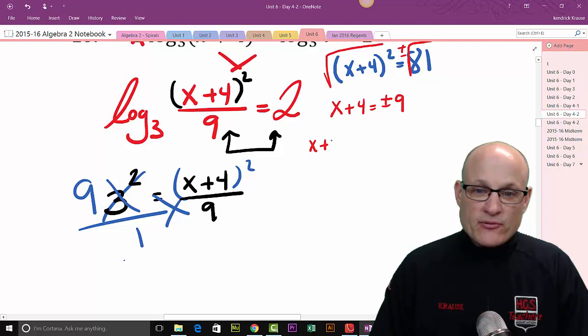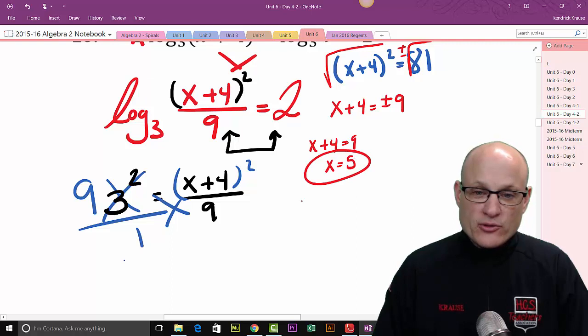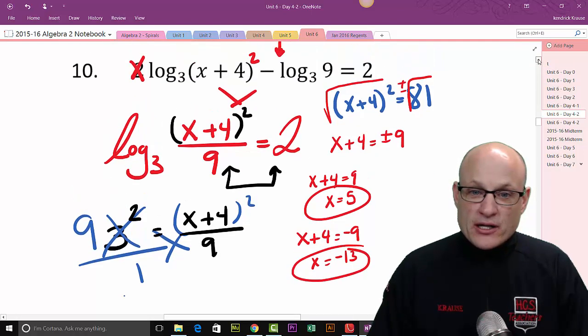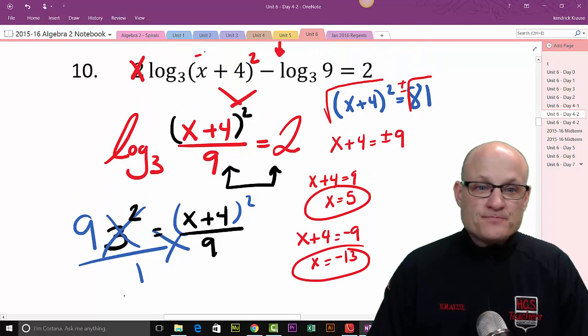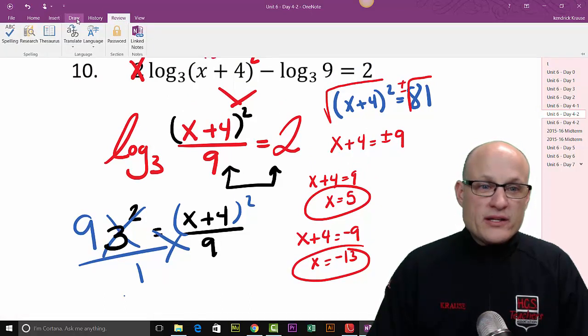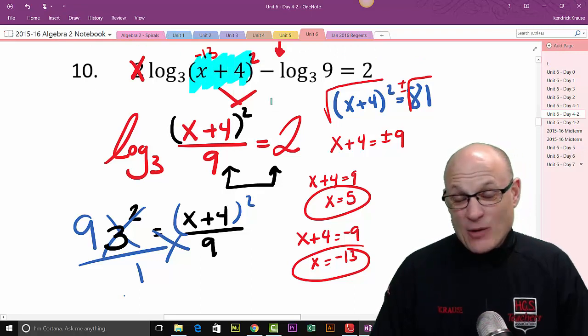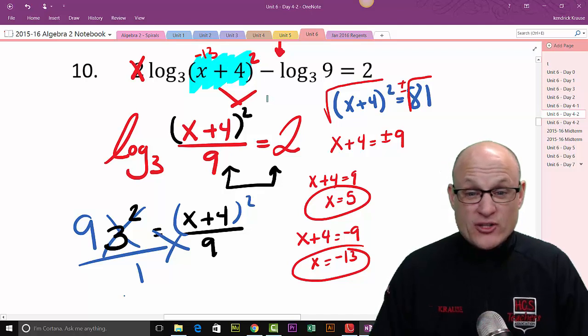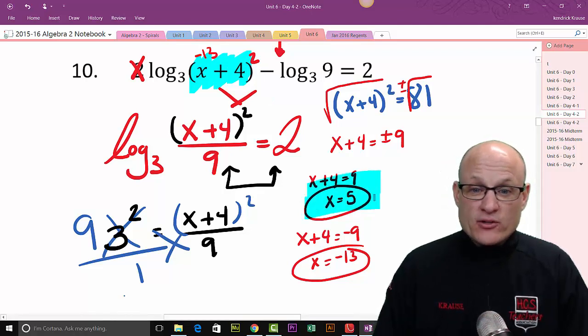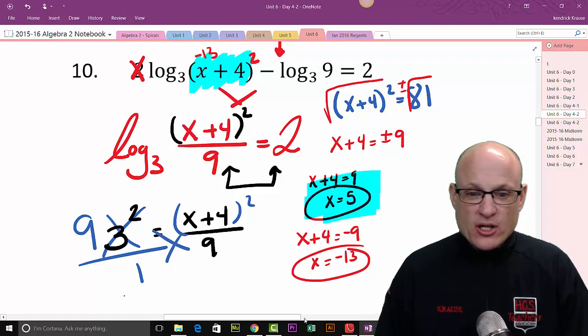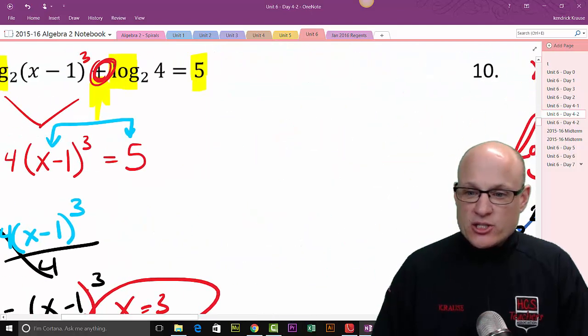So x plus 4 equals 9, or x equals 5. That's one of my solutions. Or x plus 4 equals negative 9, and x equals negative 13 is another one of my solutions. If you were to plug negative 13 in here, then wouldn't this thing right here be negative 9? And we can't take the log of something that's negative. So this is my only solution. X equals 5.